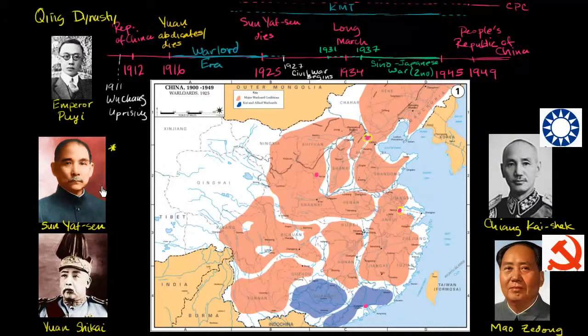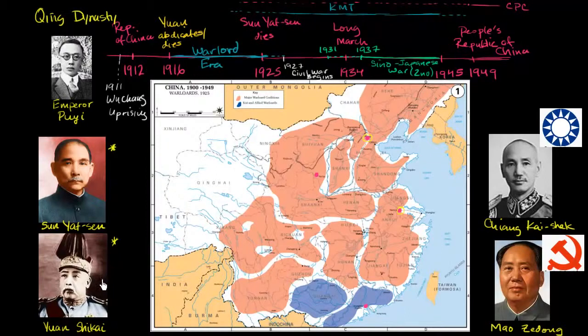Now, along with Sun Yat-sen, he was essentially in cahoots with Yuan Shikai, who was a general in the old dynasty, and he has his own fascinating history. And Sun Yat-sen struck a deal with Yuan Shikai, who was very politically ambitious. Yuan Shikai said, hey, if I can get the Emperor Puyi, who was the last emperor of China, to officially abdicate, I want to become the president. So Sun Yat-sen agrees to this. So Yuan Shikai becomes the president of the Republic of China.